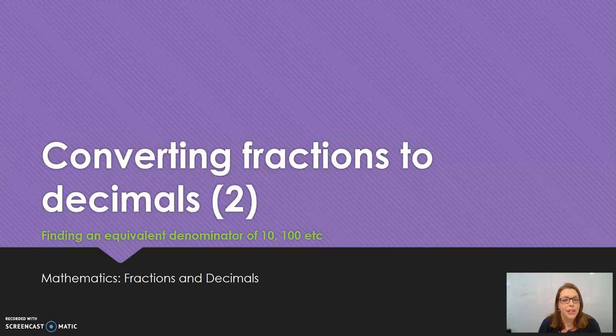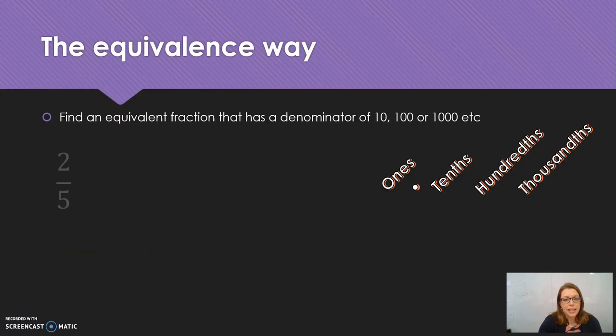This is the second video in a series about converting fractions to decimals, and this time we are finding an equivalent denominator of 10 or 100. So in these fractions, we won't have that denominator to start with. We're going to need to change the fractions so that they can be easily put into our decimal form.